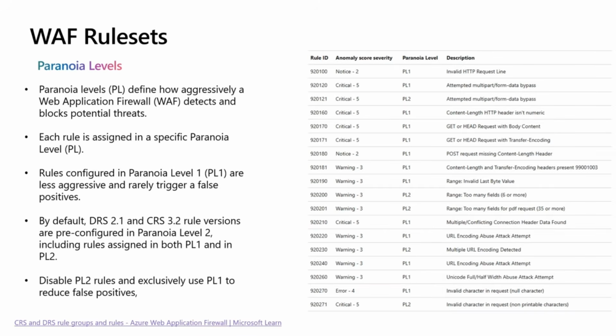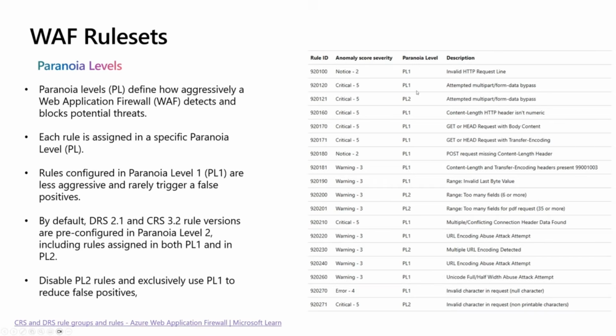Just as an example, we can see the table here on our right, and this shows examples of rules across different paranoia levels along with the anomaly score severity. As an example, we can see here rule 920.120, and this is assigned a critical severity score of 5 and has a paranoia level of 1.